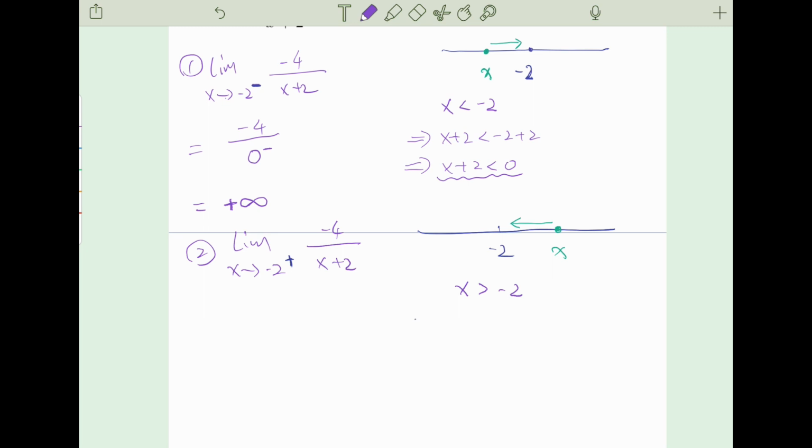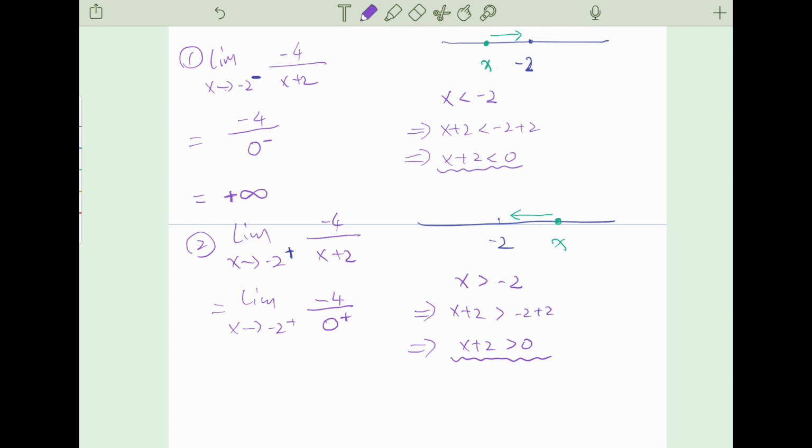And now we plus 2 on both sides. So we have x plus 2 greater than negative 2 plus 2, which gives us that x plus 2 is greater than 0. Okay? So it means the denominator is greater than 0 this time. So we have negative 4 divided by 0 plus, which is a very, very small positive number. So speaking of the sign, the top is negative, the bottom is positive, so the overall sign is negative. And as I said, when the denominator approaches 0, the overall fraction becomes very large.